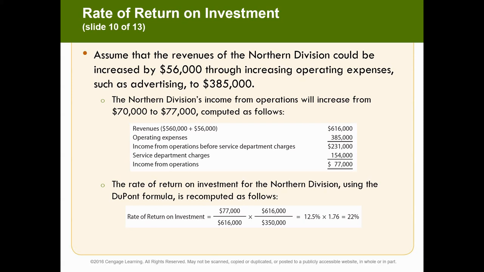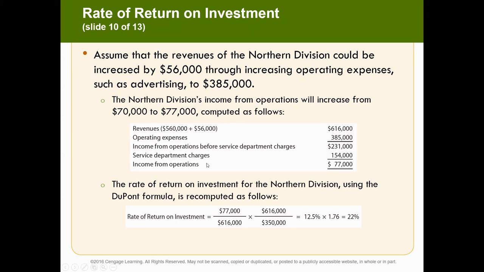The company increased their expenses for advertising. The Northern Division income from operations will increase from $7,000 to $77,000, and we compute that as follows. We take our revenue of $560,000 plus $56,000, which increased as a result of our increased advertising. The revenues are now $616,000. Operating expenses rose to $385,000 with the increase in advertising. That gives us an income from operations before service department charges of $231,000. We got $231,000 by taking our revenue minus our operating expenses.